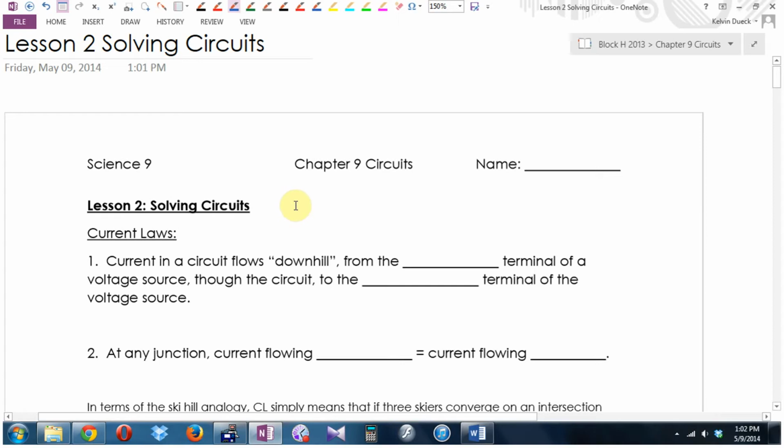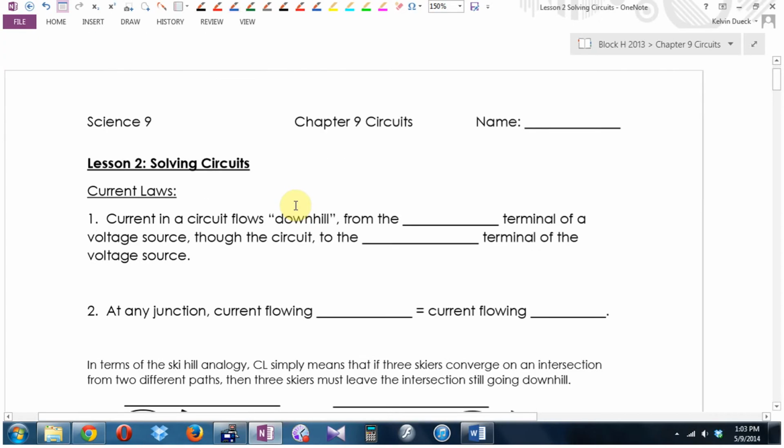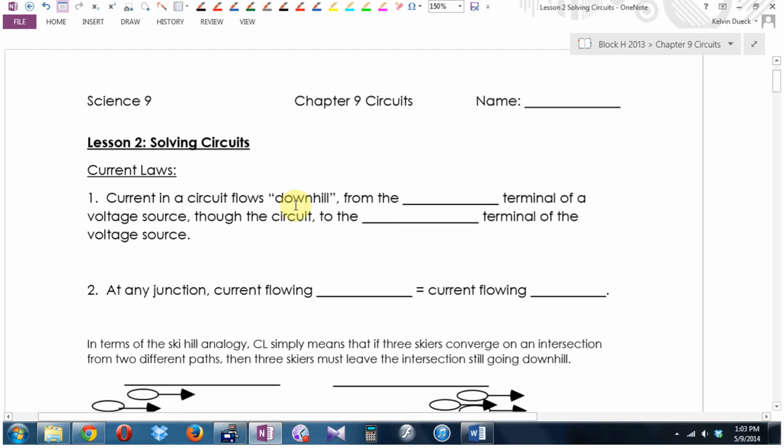I entitled this lesson, Solving Circuits. You can solve any circuit with two rules: one called a current law and one called a voltage law. What are the current laws? They break them into two subparts. First of all, current in a circuit flows downhill. It flows from the positive part of a terminal to the negative part of a terminal. That's current.